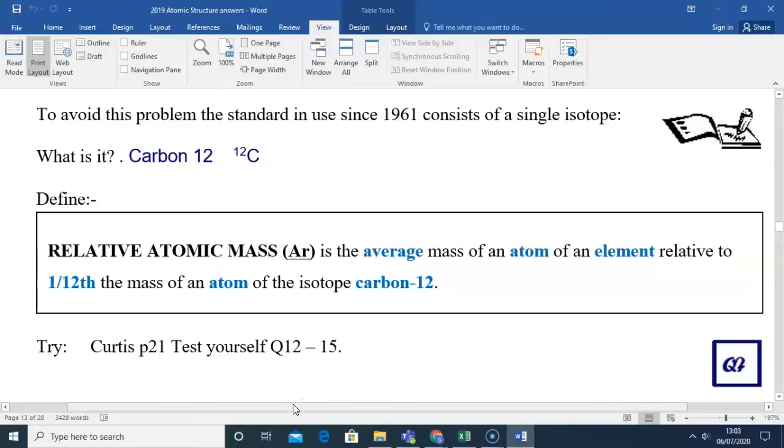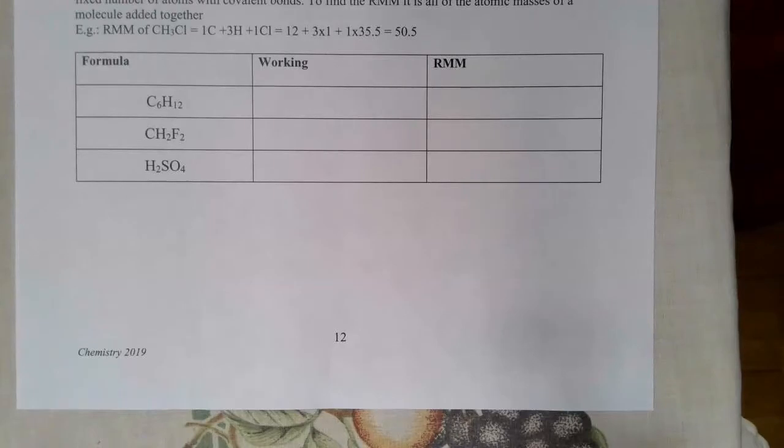So the relative atomic mass is the average mass, and sometimes it's called the weighted average mass, of an atom of an element relative to 1/12 the mass of an atom of the isotope carbon-12. So we take carbon-12 as our fixed point and we compare everything to that. It's a little bit like we used to do with the kilogram, standard kilogram, and we compared everything to that.